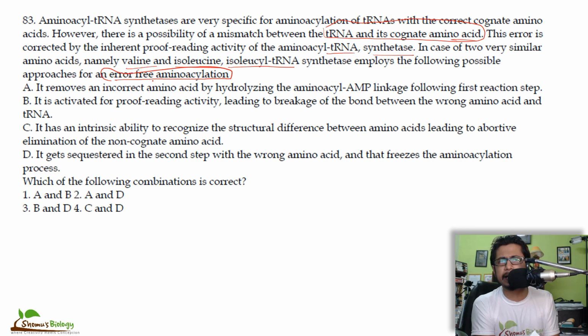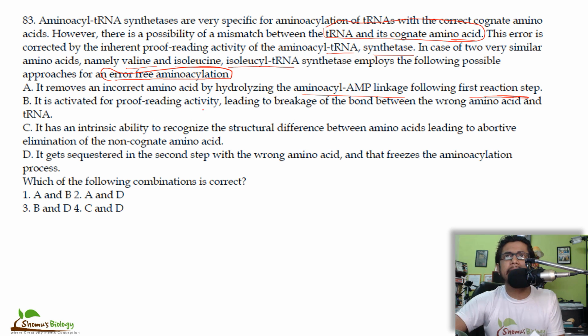But if you have the basic idea that the proofreading can be done, first of all, you need to understand the steps of the amino acyl tRNA synthetase. There is a two-step process. The first step is association of the amino acid with ATP and transfer of the AMP to the amino acid. Then the second step is transfer of the amino acid from there into the tRNA. So if you look at the statements, it removes an incorrect amino acid by hydrolyzing the amino acyl AMP linkage followed by the first reaction step. This could be a possibility.